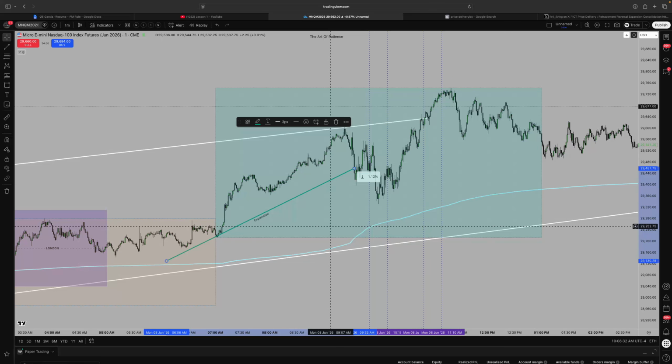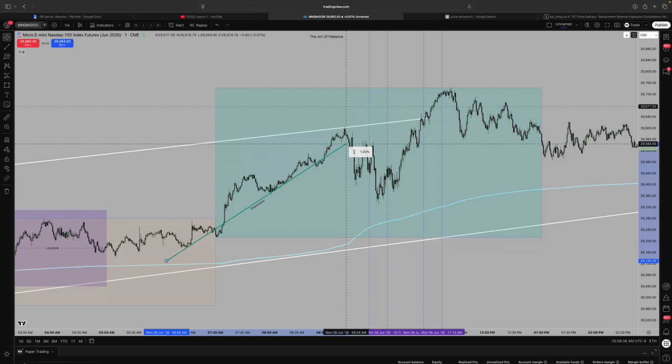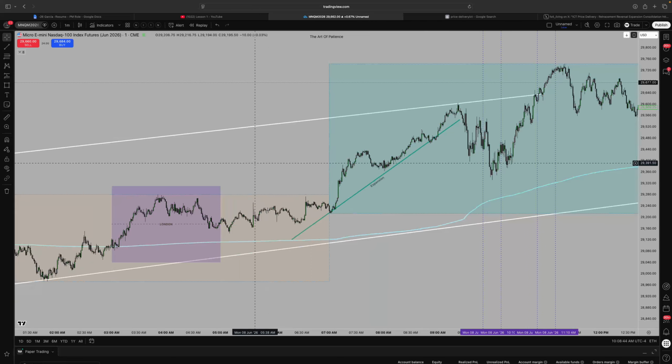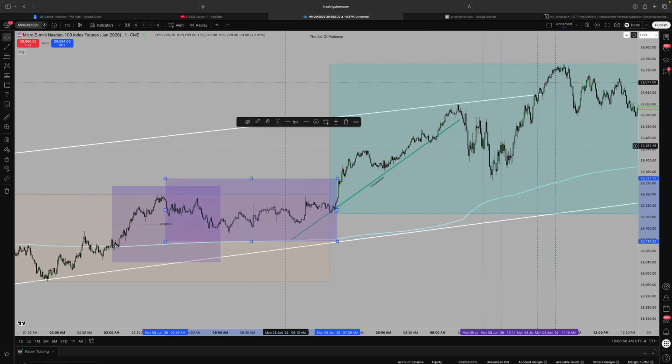The expansion. Okay, how about we do this right here? That way, this is the expansion move. Right over here, we have the consolidation. So after consolidation, there's always an expansion move. So this obviously uses your consolidation.